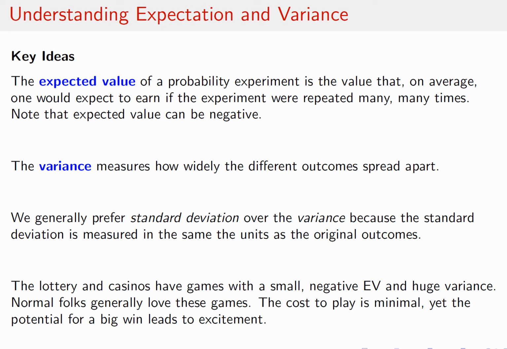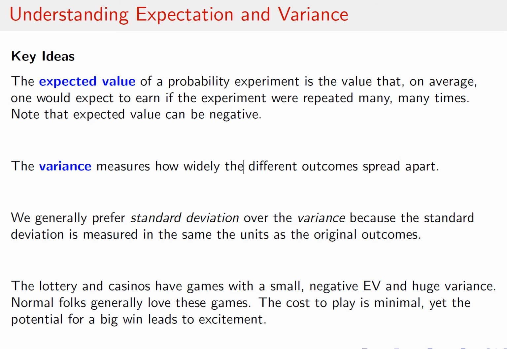And that's why these games of chance that normies like to play tend to have a small negative expected value, but a huge variance, a huge standard deviation, to allow for that big win that generates excitement in the game.